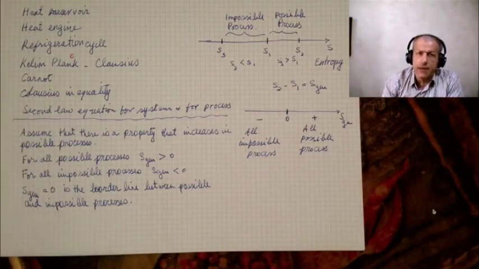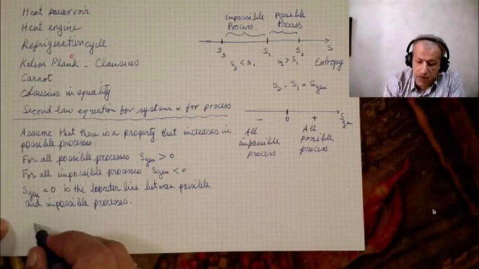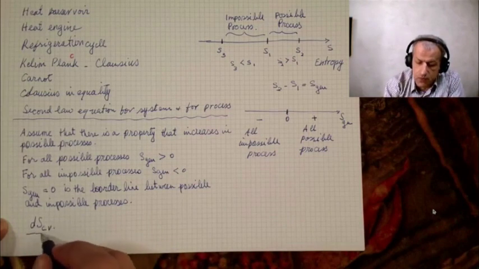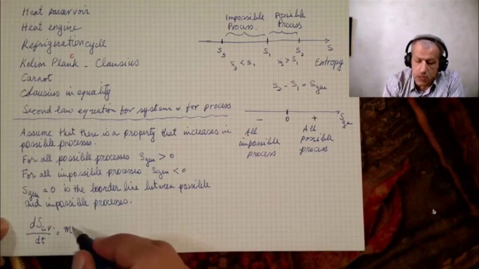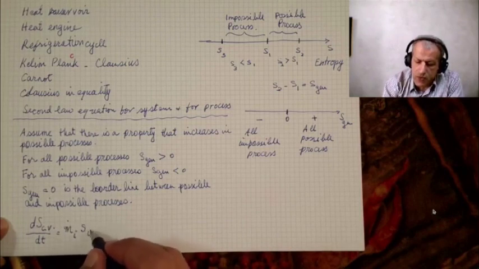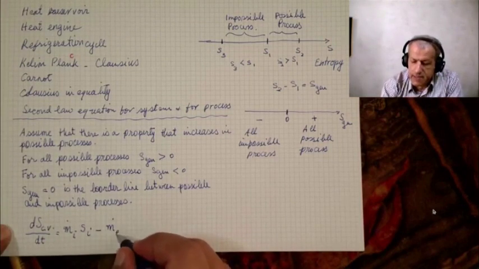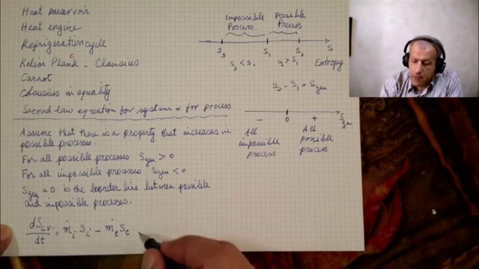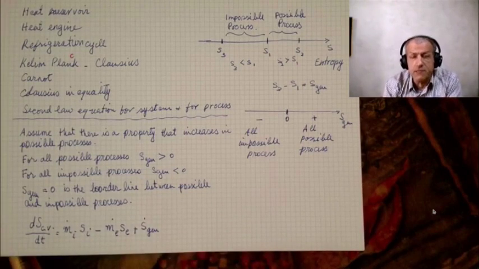Let's write an equation for it. If entropy is a property just like mass or energy, not like them, but similar, what we could write is that the change of entropy inside the control volume during a process is a function of the entropy that enters with the mass that enters, minus the entropy that exits with the mass that exits, plus the entropy that is generated because the process is possible.